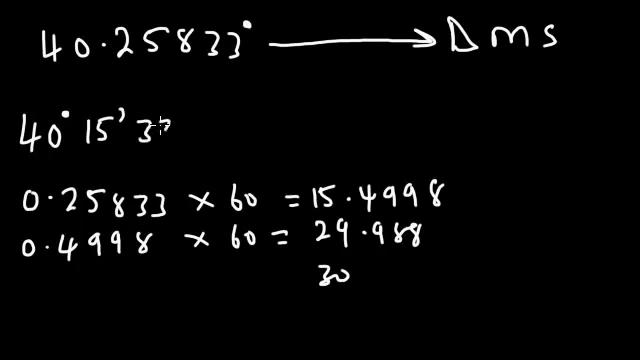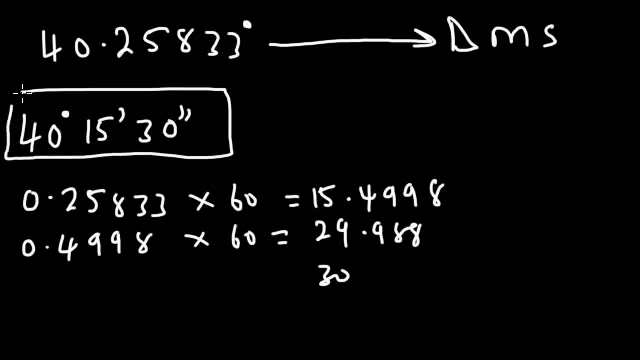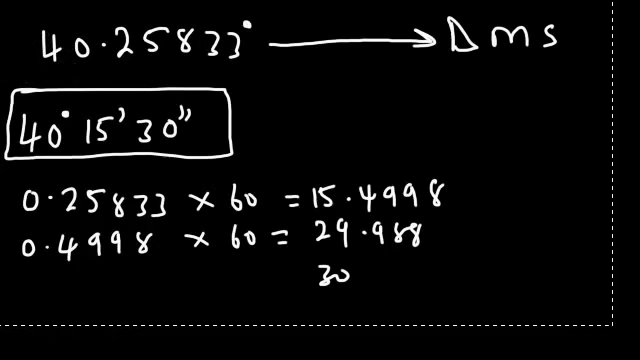So the measurement in seconds would be 30. So the final answer in this case would be 40 degree, 15 minutes, and 30 seconds. The notation for seconds is double prime. And this is how to easily convert decimal angles that are in degree into DMS. For easy understanding, let's consider a few more examples. On to example number 2.